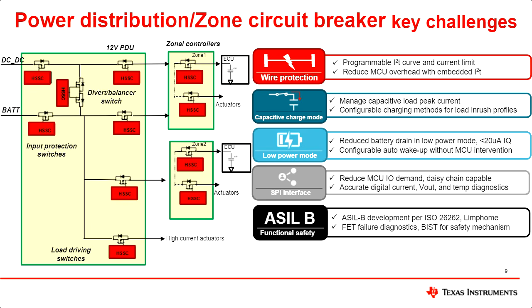Another key point here is that some of these devices have to be ASIL-B compliant. So these devices need to be developed according to the ISO 26262 standard, having the limp home mode integrated, and some of the BIST or the self test integrated into the devices, so that it is easy for the OEMs or tier ones to achieve functional safety goals at the system level.